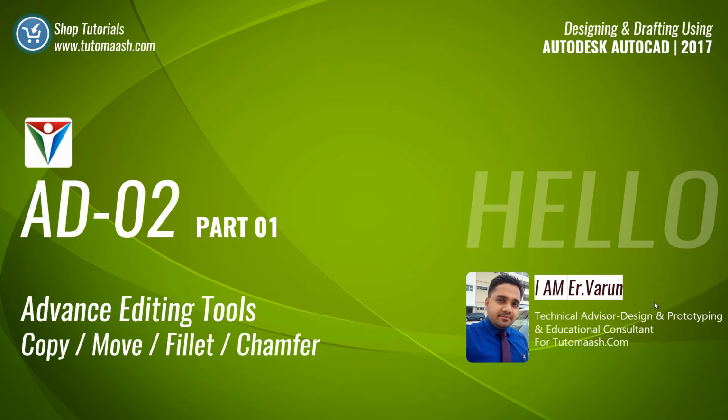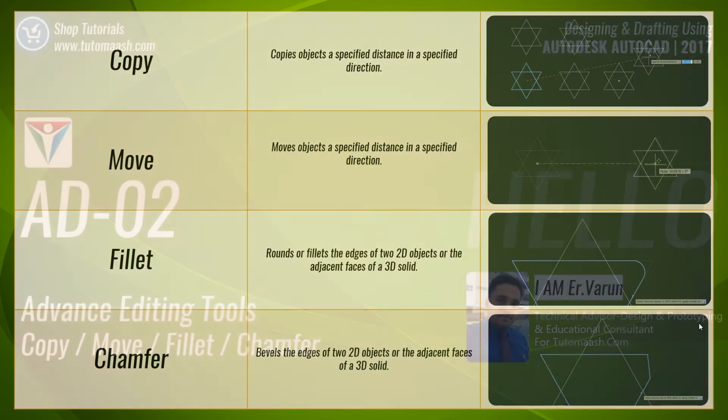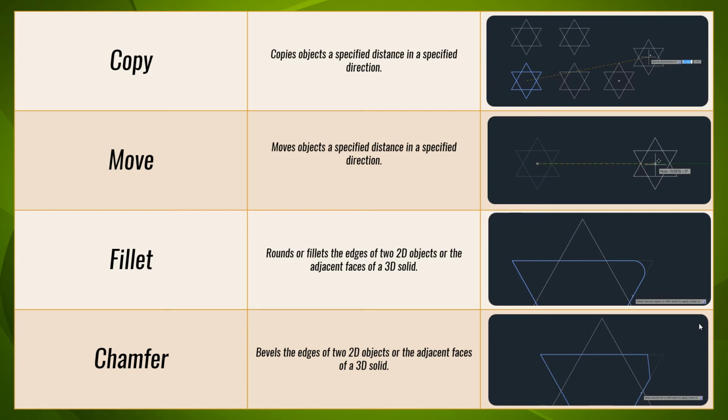In this session, we'll be discussing advanced editing tools in AutoCAD. The fundamental advanced editing tools in AutoCAD are Copy, Move, Fillet and Chamfer. The copy command helps you to copy the object at a specific distance in a specific direction. It helps you to reduce the time and increase the accuracy of your design. The move command will help you to move the entire object to a specific distance in a specific direction. It will also help you to align the designs according to the need.